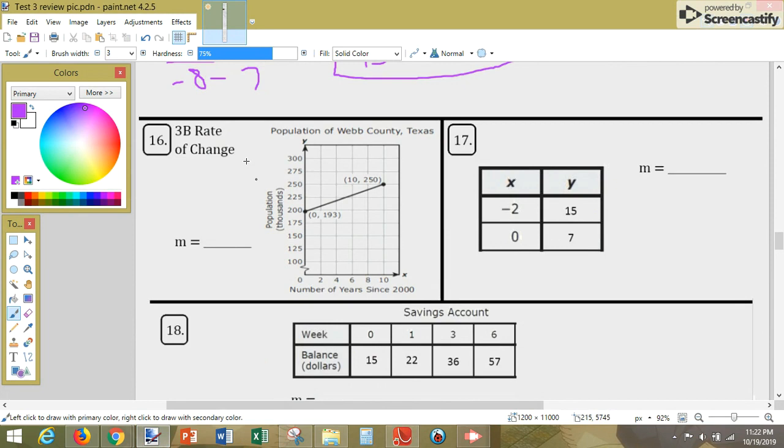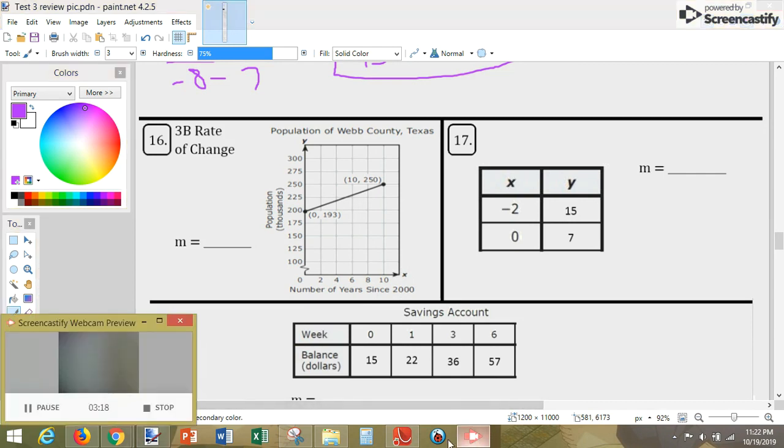Let's look at number 16. 3b, rate of change. We have a graph right here, population of Webb County, Texas, where we have the population in thousands per number of years since the year 2000. When it says since 2000, that means when x is 0, the year is 2000. When x is 1, it's 2001. When x is 2, it's 2002, and so on. If you're looking for an x and want to predict the number, you just subtract the age difference, and that's x. It's the time since the beginning of when it was recorded.